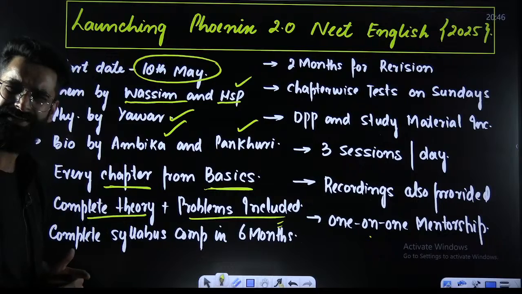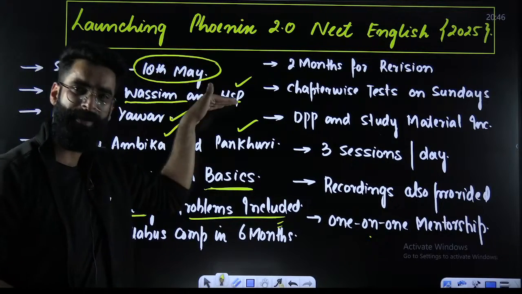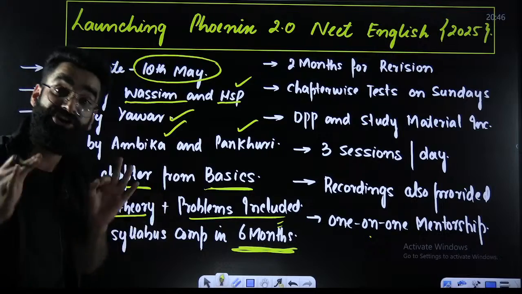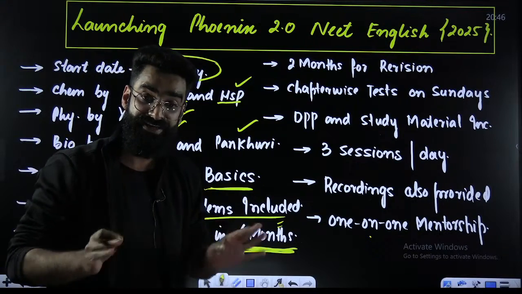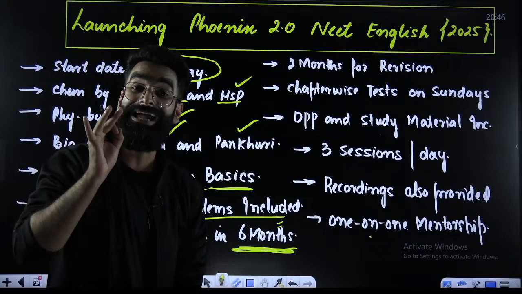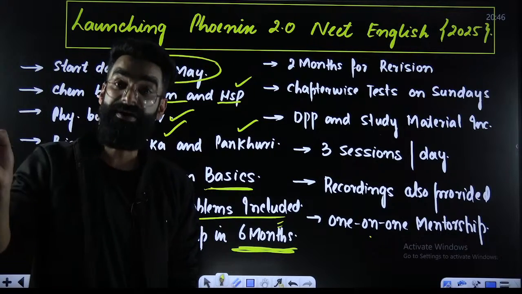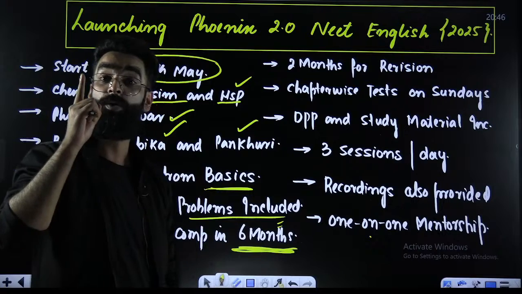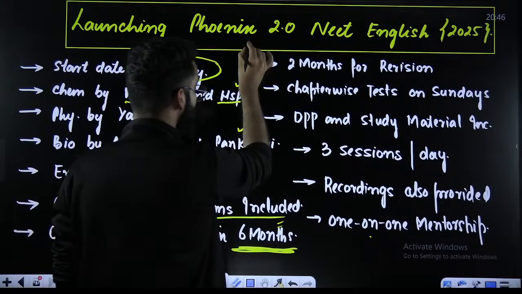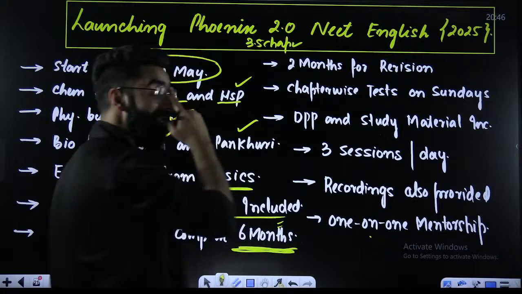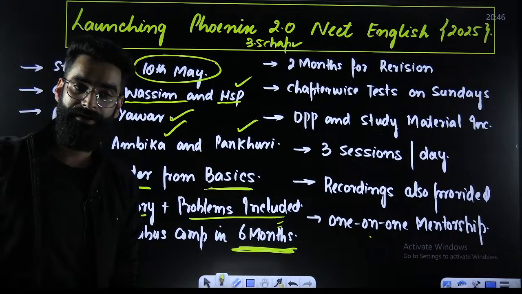The best part is, starting from 18th of May, we are going to complete the entire syllabus in just 6 months. My dear students, we are going to cover 80 chapters of PCB, which is the whole syllabus, in 6 months. What does that mean? That means in 1 week, we are going to cover 3.5 chapters in detail.